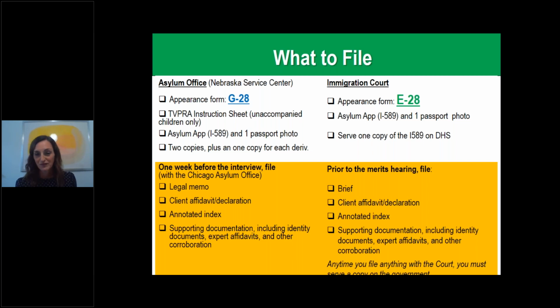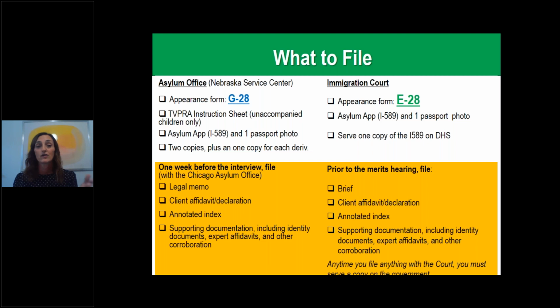The critical difference is that obviously if you show up in immigration court with a G28, you're out of luck. And if you file an E28 with the asylum office, you're out of luck. So an important small distinction there. In both cases, though, you're filing an asylum application, which is called the I-589 application.